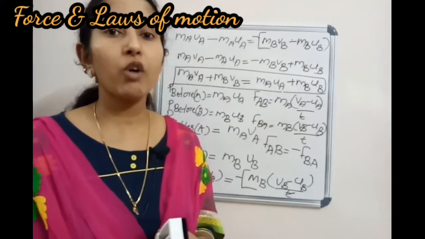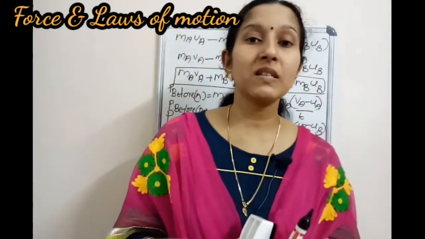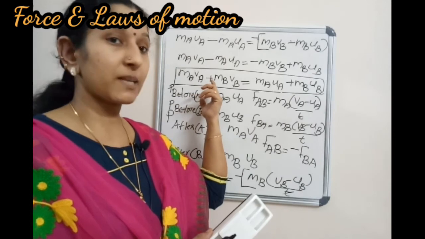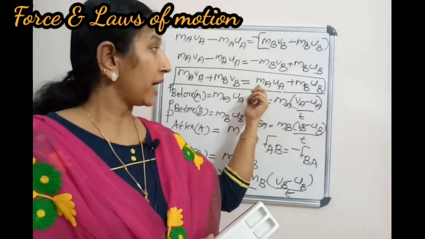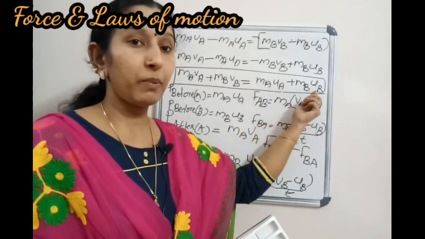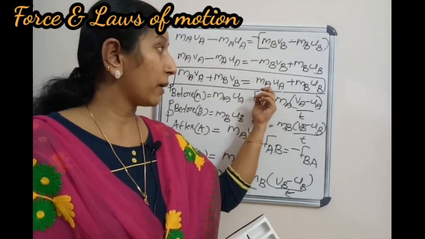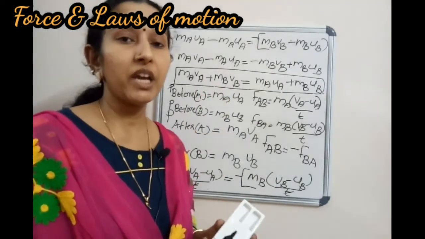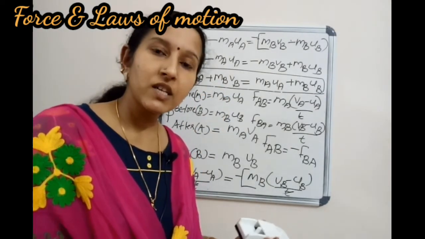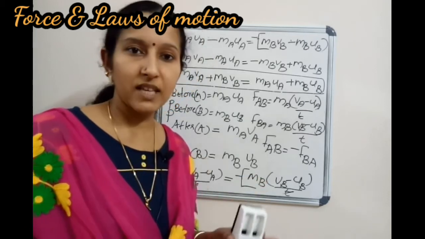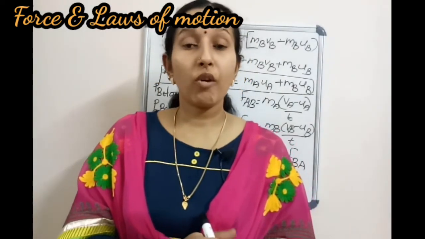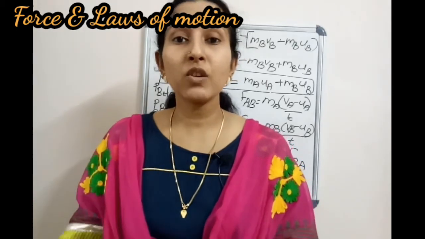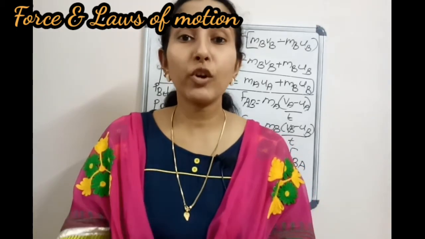So how do we make a statement for this? The mathematical representation is MA UA plus MB UB equals MA VA plus MB VB. Whether you write the U terms first or the V terms first, both are the same.